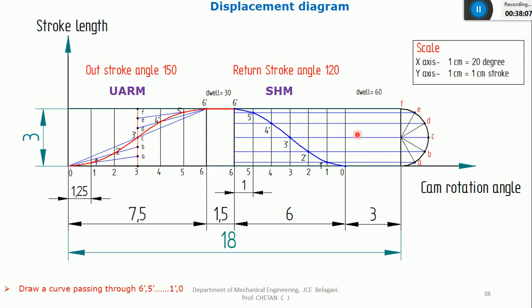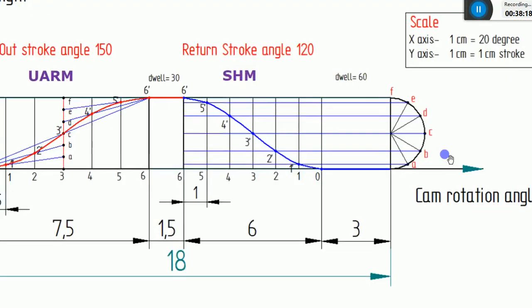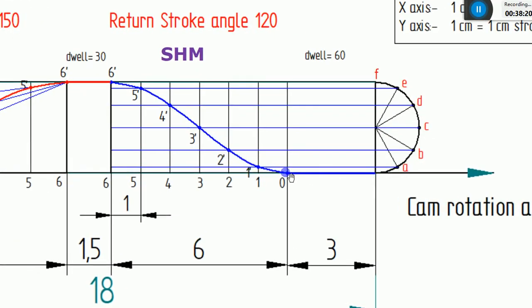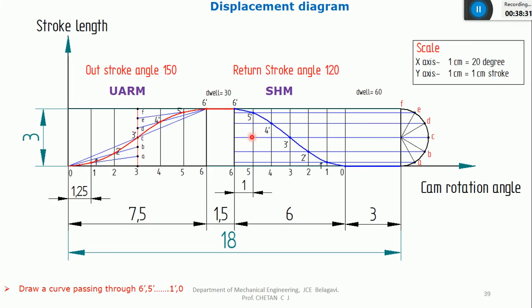After this, for the next 60 degrees, there is no motion of the follower. It means the follower will be at rest. It means the displacement will be zero. Just continue here. So I'll draw one more straight line. The angle will be 60, but the displacement will be zero. Dwell, correct. So this completes the displacement diagram for the given problem.